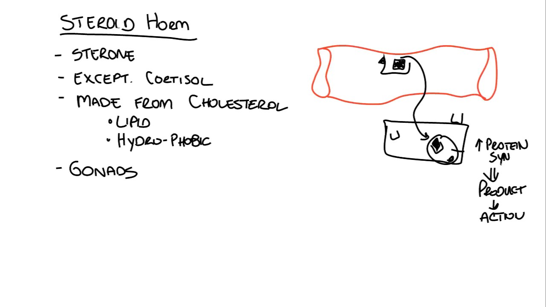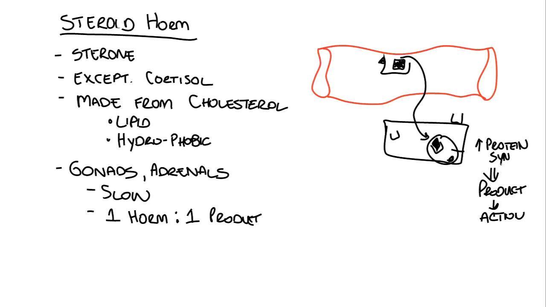We also find them in the adrenals. The adrenal glands are located on the top poles of the kidneys. Okay. Mechanism is slow, and it's also one hormone for every one product. So the ratio is a 1-to-1 hormone to product ratio.